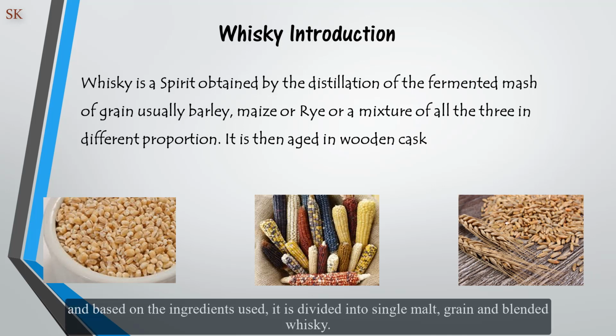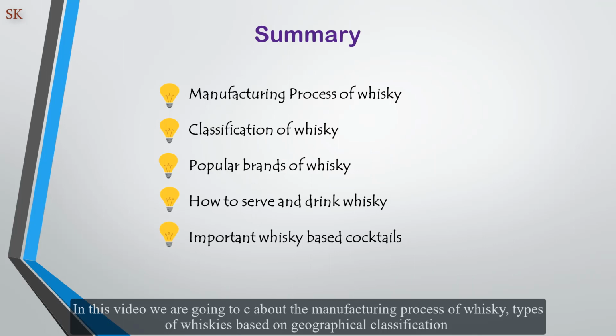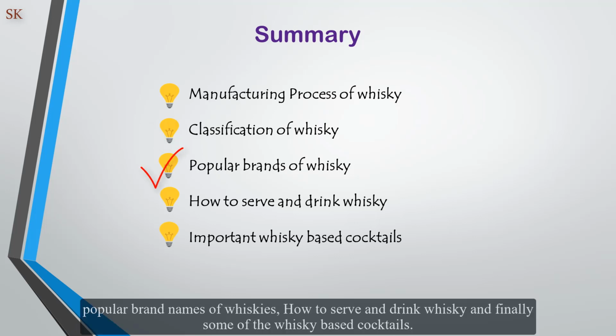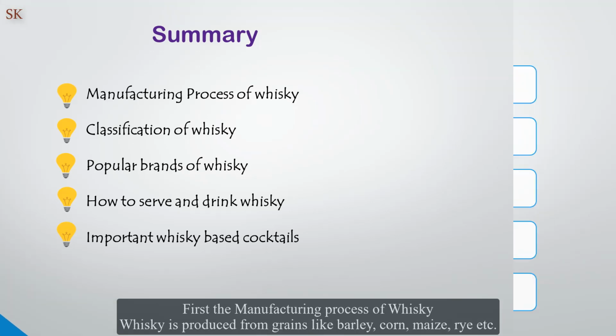And based on the ingredients, it is divided into single malt, grain, and blended whiskey. In this video, we are going to see about the manufacturing process of whiskey, types of whiskies based on geographical classification, and the classification based on ingredients, popular brand names of whiskey, and how to serve and drink whiskey, and finally some of the whiskey based cocktails. First, the manufacturing process of whiskey.